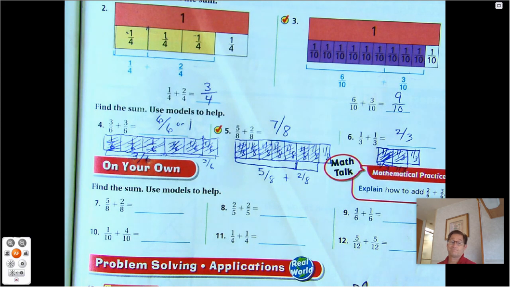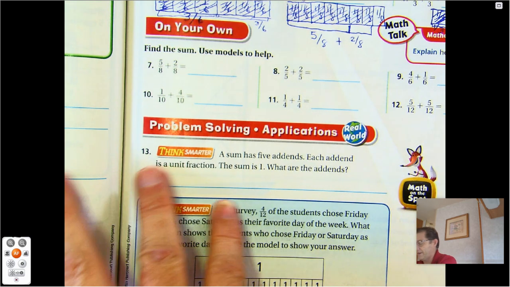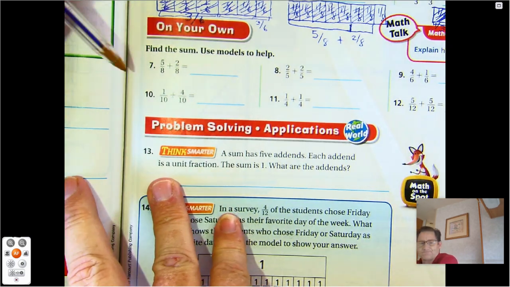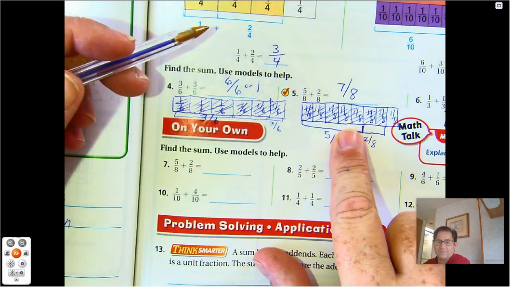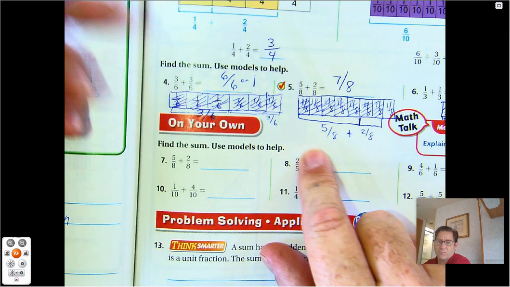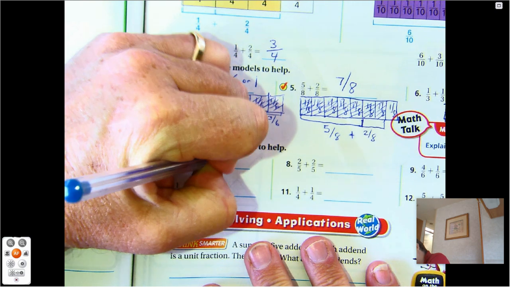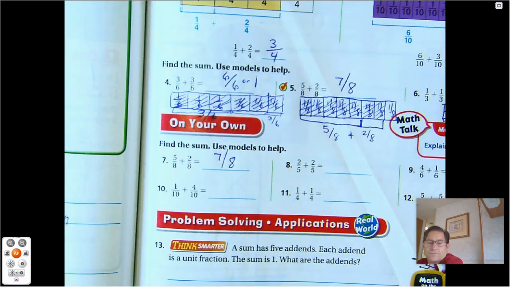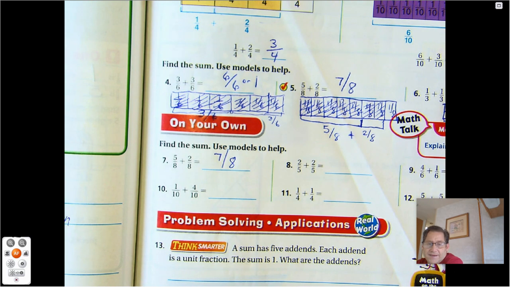All right. Find the sum. Use models to help. 5/8 plus 2/8. Well, you know what? We already did that model. We just did it right there. So I'm going to use the same one. It's not going to change. How many 1/8 size pieces do we have when we add 5 and 2? We get 7/8 size pieces. 7/8.